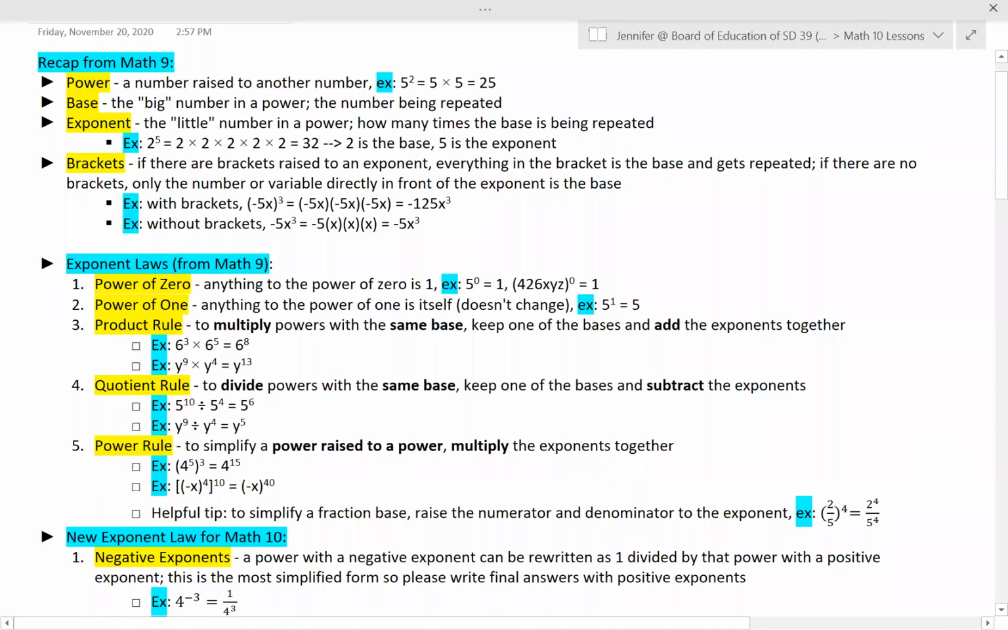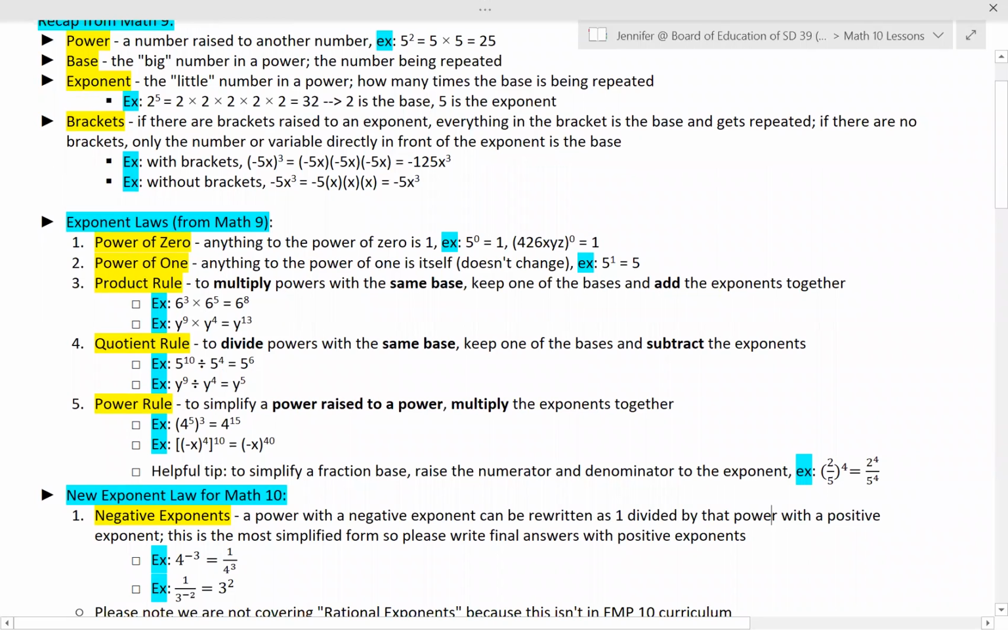A new exponent law in Math 10 will be negative exponents. So this is, hopefully everything so far has been reviewed, and this will be new. A power with a negative exponent can be rewritten as 1 divided by that power with now a positive exponent. So for example, 4 to the negative 3 is the same as 1 over 4 to the 3. You essentially just bring it to the bottom of a fraction, and now it's no longer a negative exponent.